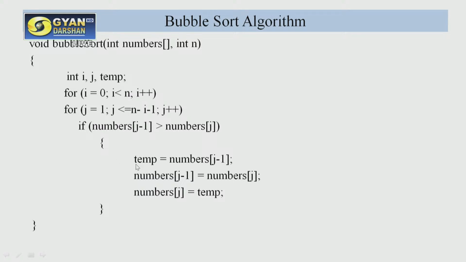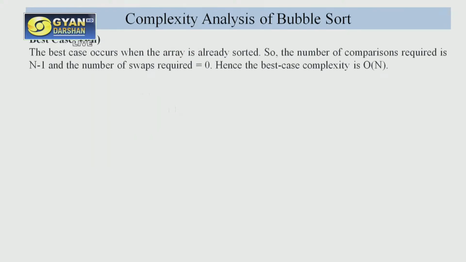Once it is done for j is equal to 1, next time it will increase j by 1, that is, j will become 2. So again this will execute from 2 to n minus 1, and the second and third elements will be compared. In the next iteration, the third and fourth elements will be compared, and at last, the last elements will be compared. That is how this algorithm will work and complete.